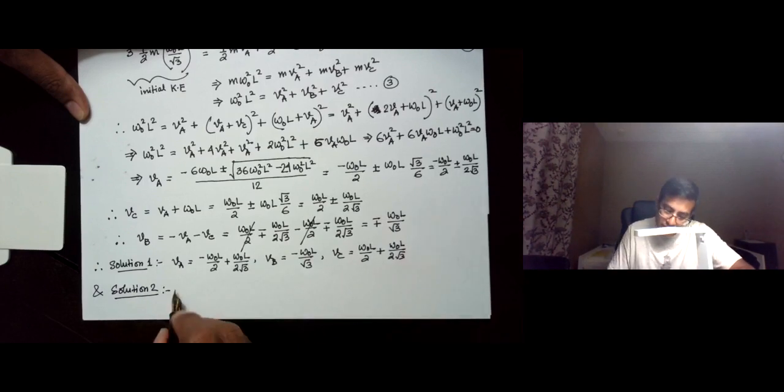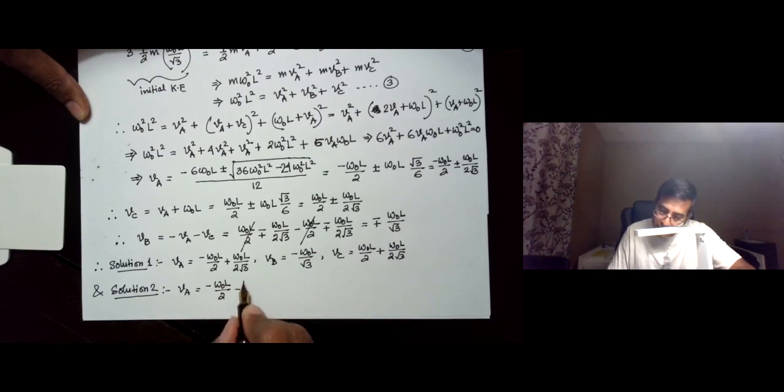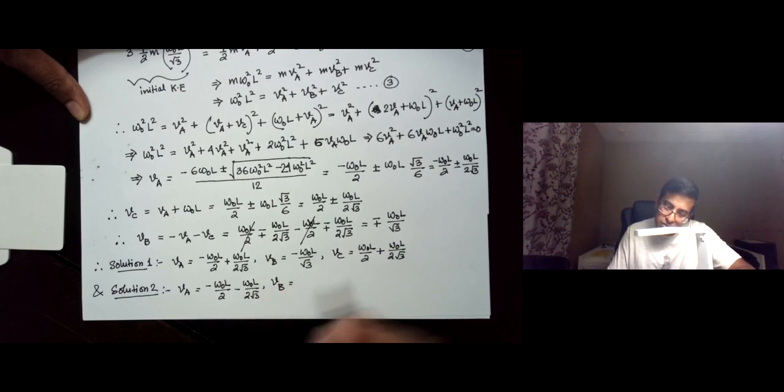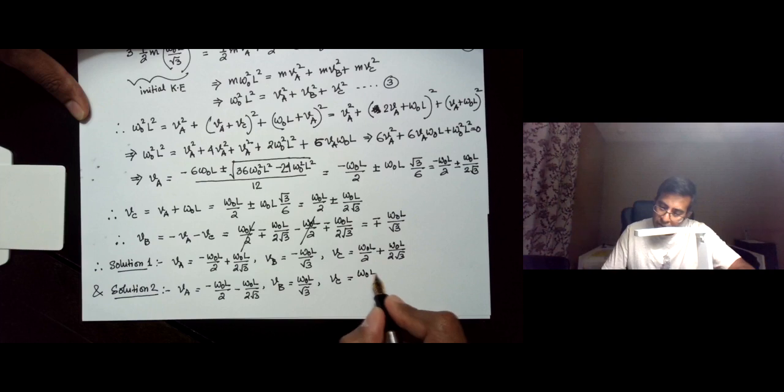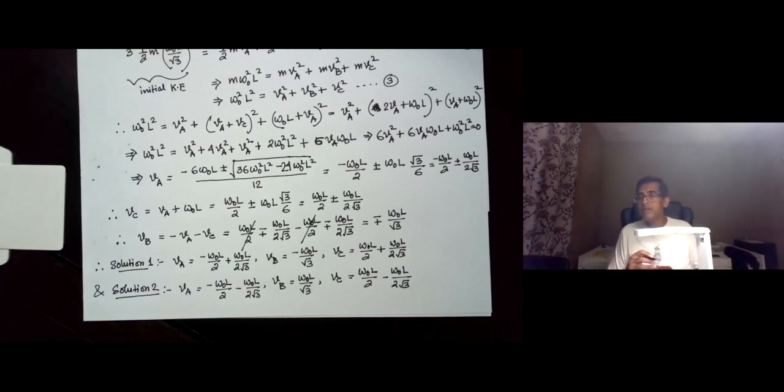And our second solution is, I'm going to take the second option here. VA is minus omega naught L over 2 minus omega naught L over 2 root 3. VB is equal to omega naught L over square root 3. I'm taking the second option consistently among all the velocities because they correspond to each other. And for VC, it's going to be omega naught L over 2 minus omega naught L over 2 square root 3. So these are the two solutions.